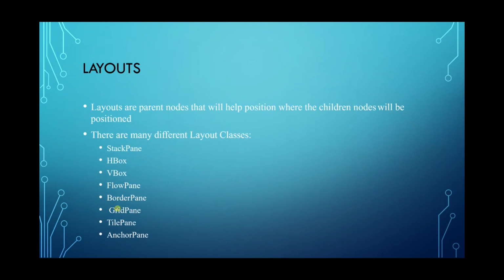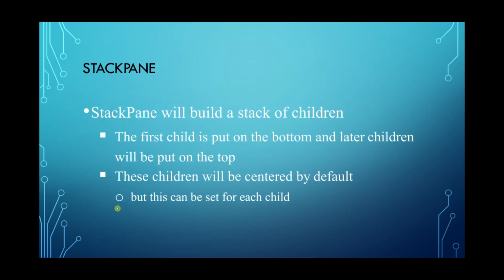Layouts, there is a separate lecture on layouts. Layouts are parent nodes that will help position where the children nodes will be positioned. There are many different layout classes, as we said before. StackPane, HBox, this is the horizontal box. VBox, items will be aligned vertically. Vertical box, FlowPane, those are going to be flowing on the scene like a flowchart and these things. BorderPane, GridPane, TilePane, AnchorPane. We are going to try these things in a separate lecture.